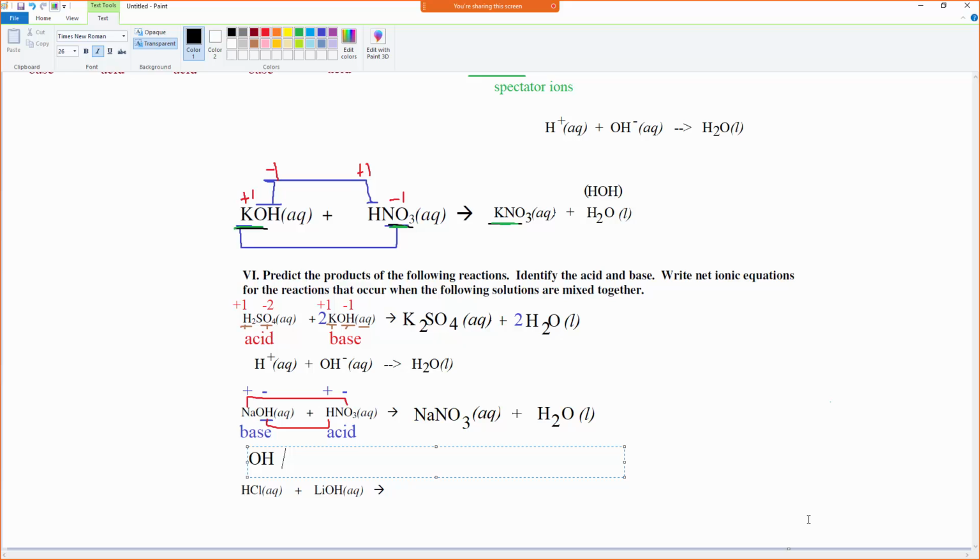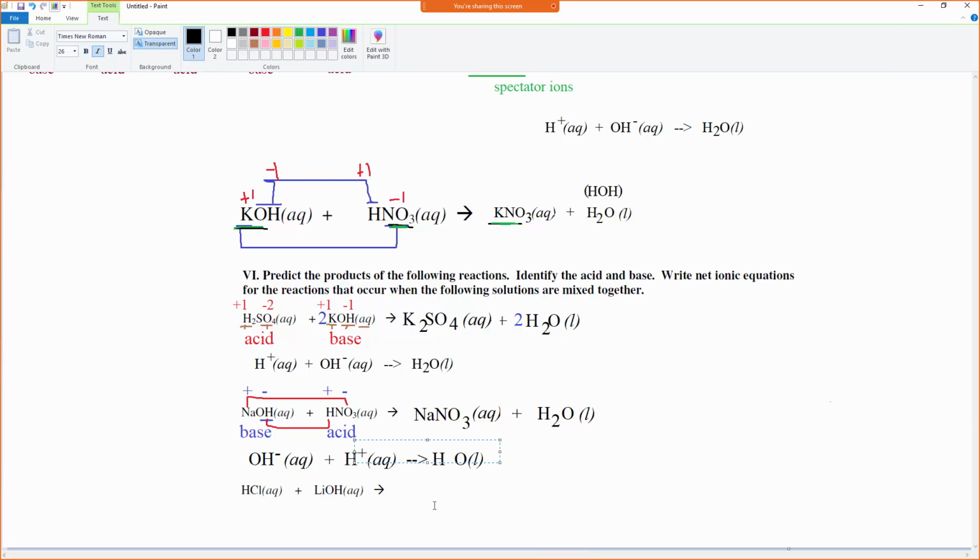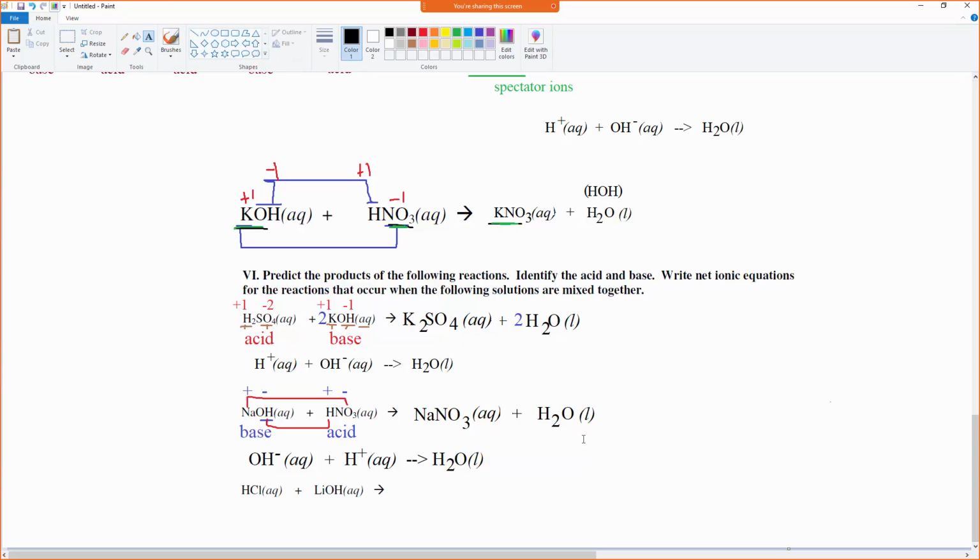Okay, OH, aqueous, plus hydrogen, aqueous, goes to form H2O, liquid. Okay, so it's the OH minus, the H plus, and H2O. All right, that looks pretty good. I have confidence that you guys can do the last one that's here.